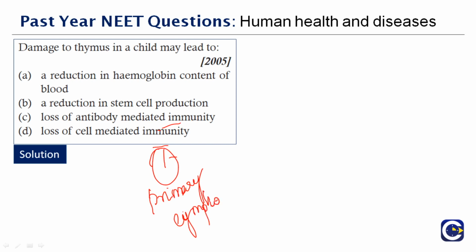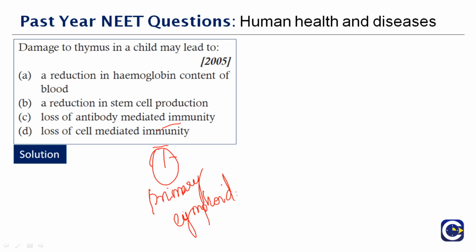Alright, anything else do you remember here? Primary lymphoid organ. The thymus is a major gland of the immune system. The thymus is responsible for the production of what? Lymphocytes from immature lymphocytes, a type of white blood cells responsible for the cell-mediated immunity.